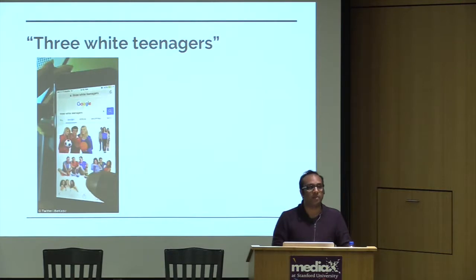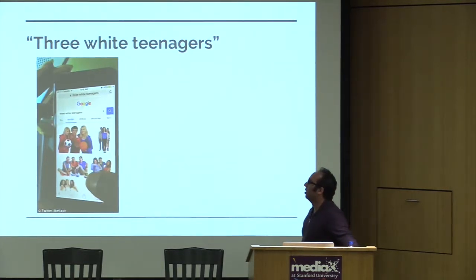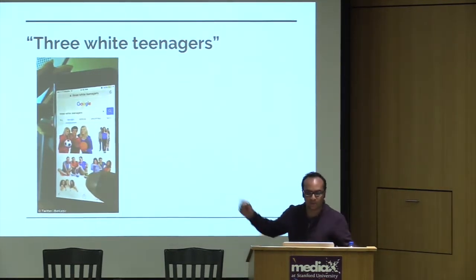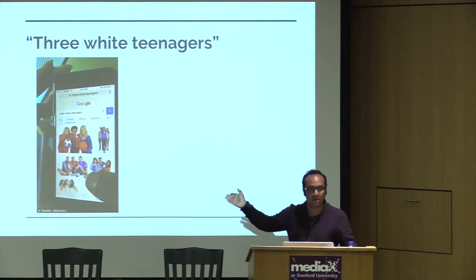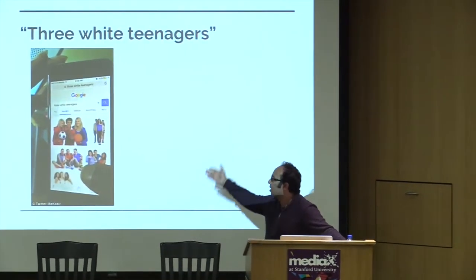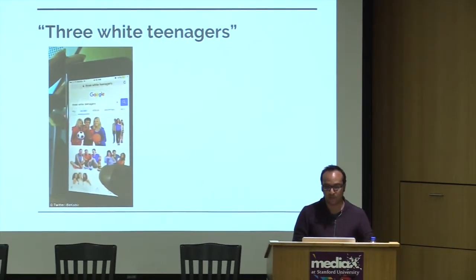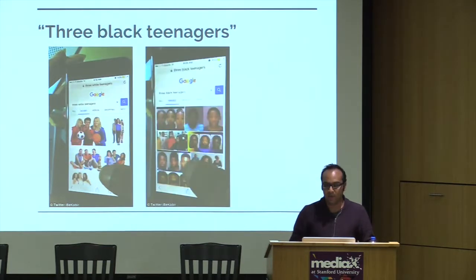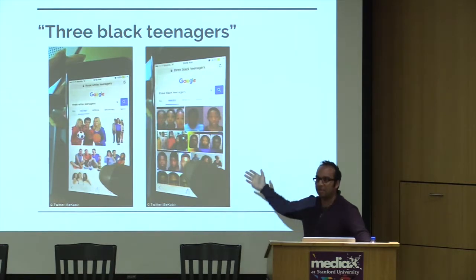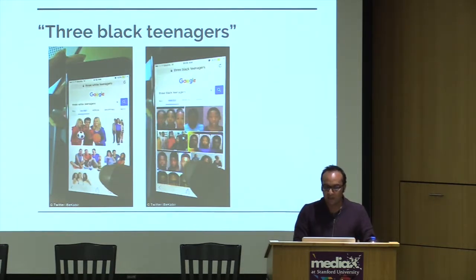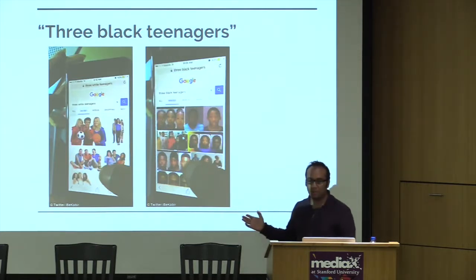Let me give you a few examples just to drive home this point. This was, I think, taken a couple years ago. This was a search on Google. You search for 3 white teenagers. You get these pictures of 3 pretty happy white teenagers playing sports. You do the exact same search, but now instead of white, you do black. So we have 3 black teenagers, and we get this. Not so happy teenagers, and I think this strikes many people as being unfair. Whatever that means, it feels that something has gone wrong.